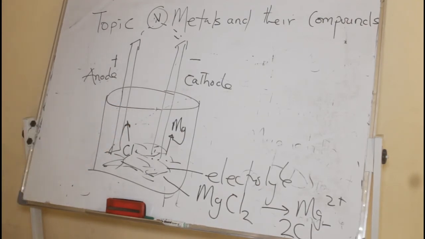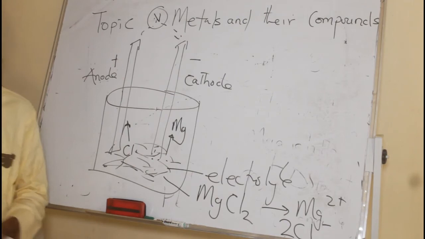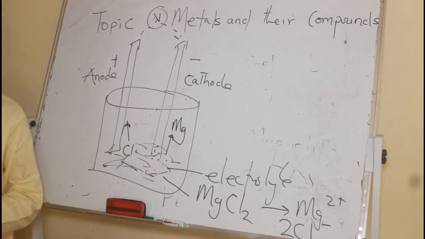So this is the common technique we normally apply in the separation of metals. So your magnesium will be here, being separated from the chlorine. Are you following? So electrolysis is one of the most common techniques we normally apply in the separation or in the extraction of metals from their ores.